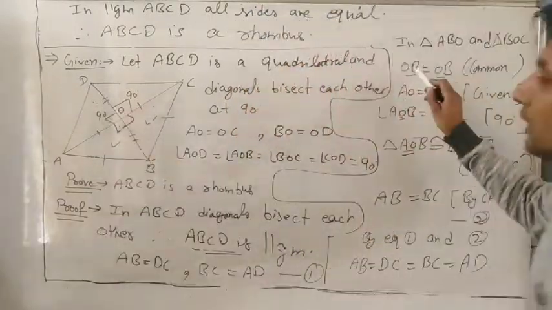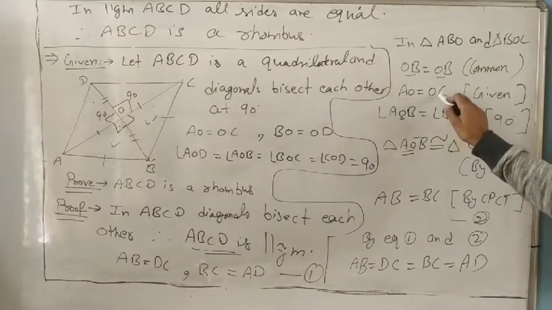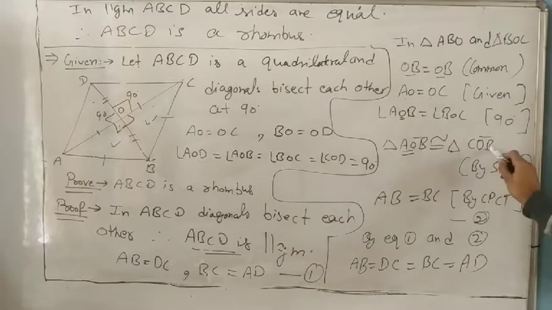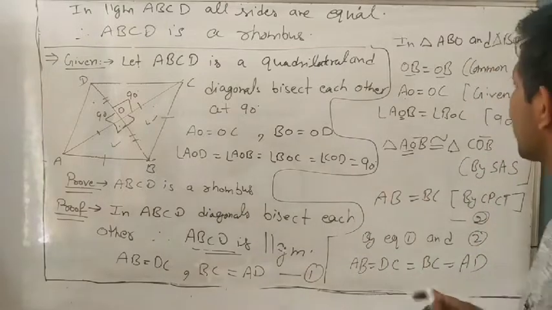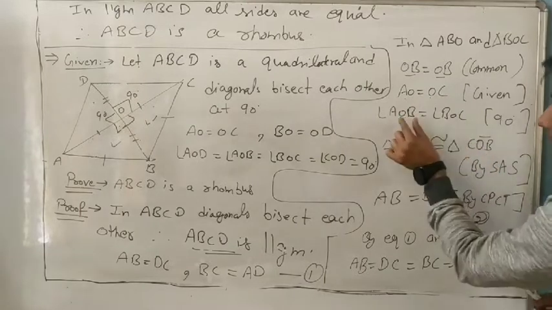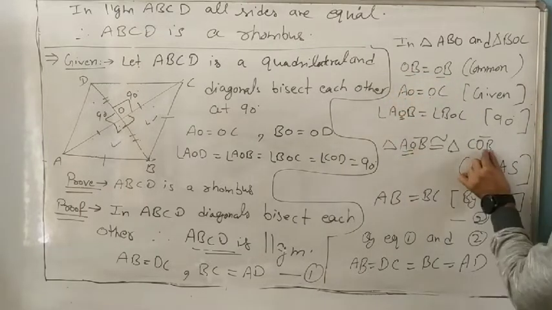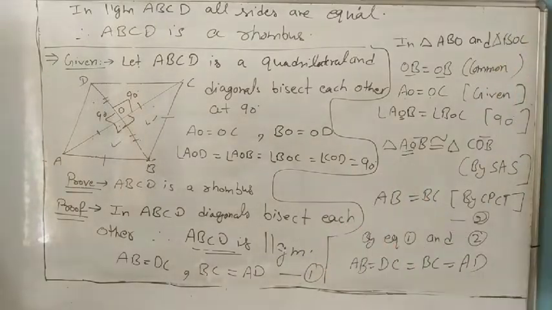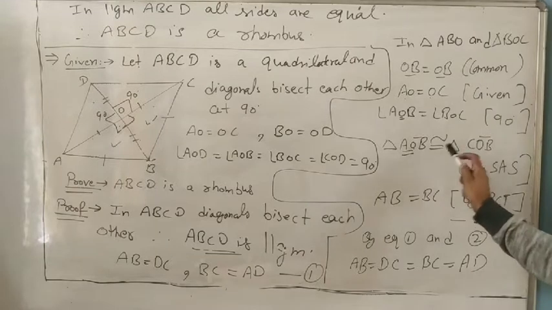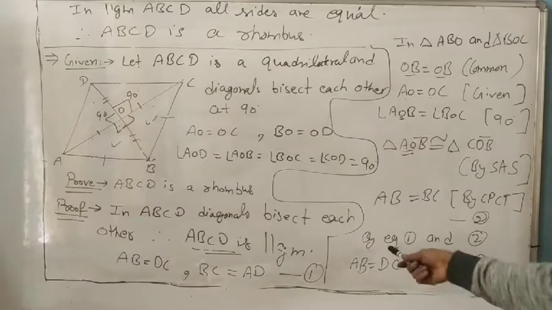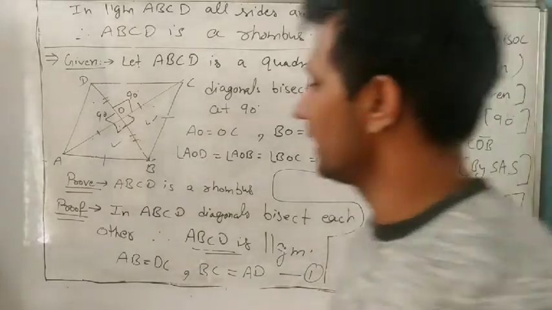So we observe OB equal to OB common, AO equal to OC given, and angle AOB equals angle BOC, which is 90. So these two triangles are congruent. Always write in order; you can check. First write any order, then check it. AO is first two, OC is also first two. OB is last two, OB is also last two. So if two triangles are congruent, corresponding parts will always be equal. It means angle A equal to angle C, angle O equal to angle O, angle B equal to angle B. And by equation 1 and 2, all sides are equal. Therefore, it is a rhombus.